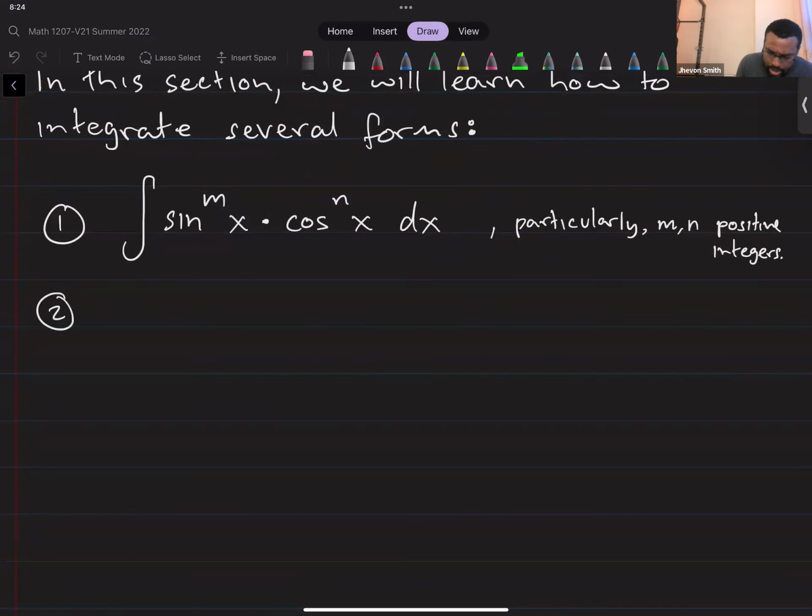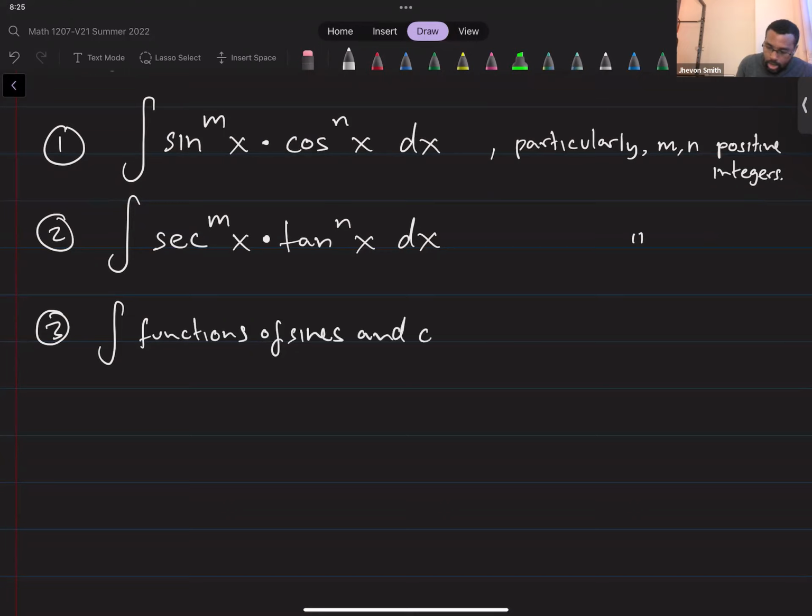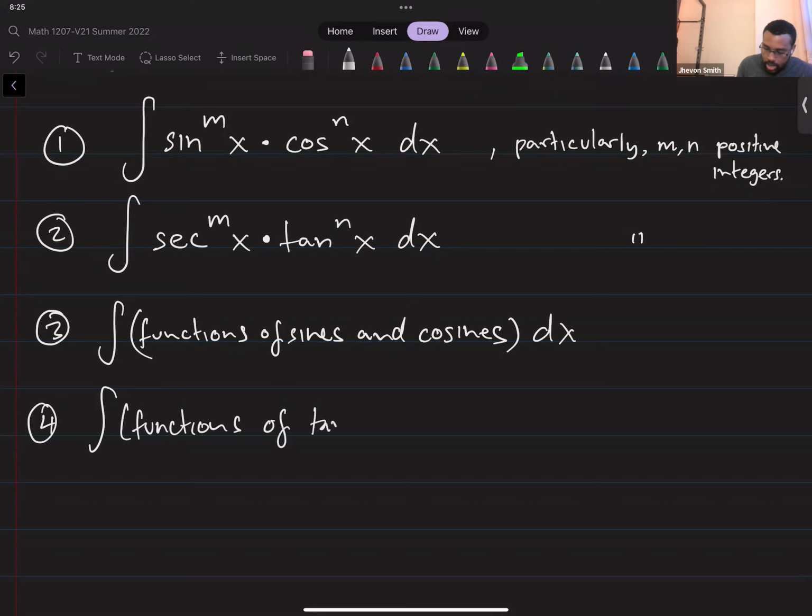The second class is when you have powers of secant multiplied by powers of tangent. Ditto. And the third type is just functions of sines and cosines, like more generally. And the fourth type is going to be functions of tangents and secants more generally.